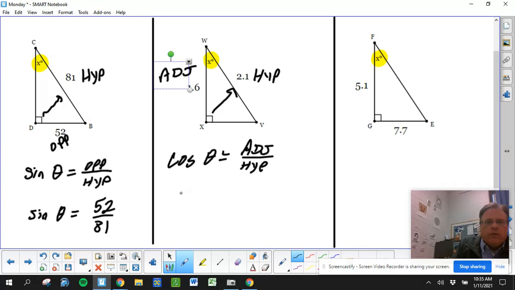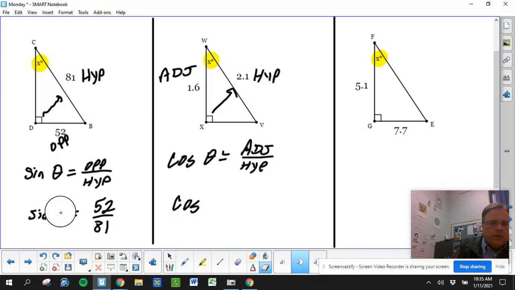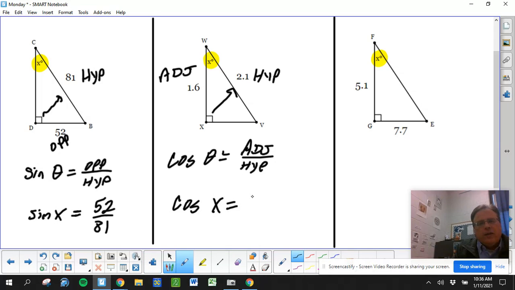Okay, so this time, cosine of x. Forgive me, over here this was supposed to be an x. You know me, I make mistakes, but then I try to correct them. All right, there's my cosine. My adjacent this time is 1.6. My hypotenuse is 2.1. So this is just setting them up. You'd have to use inverse cosine and inverse sine to solve these problems, but you can look at the previous video to see that.